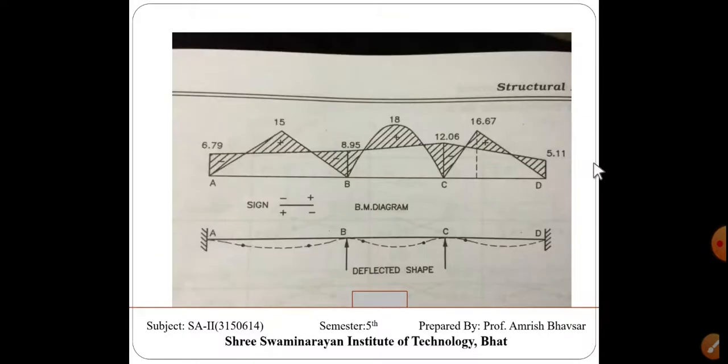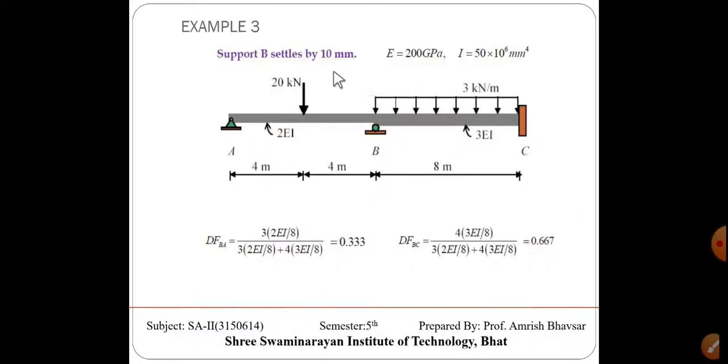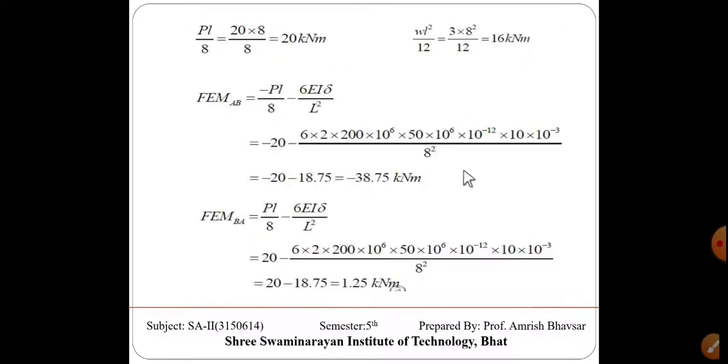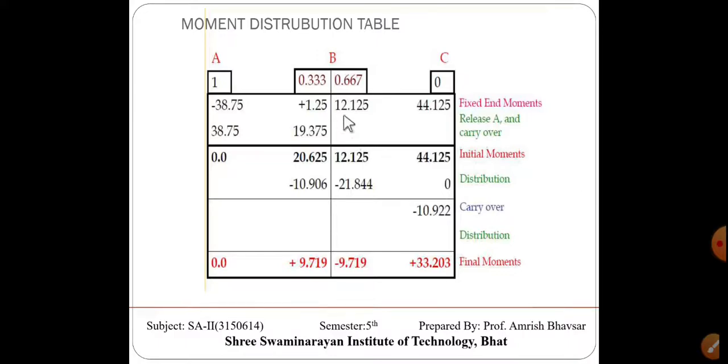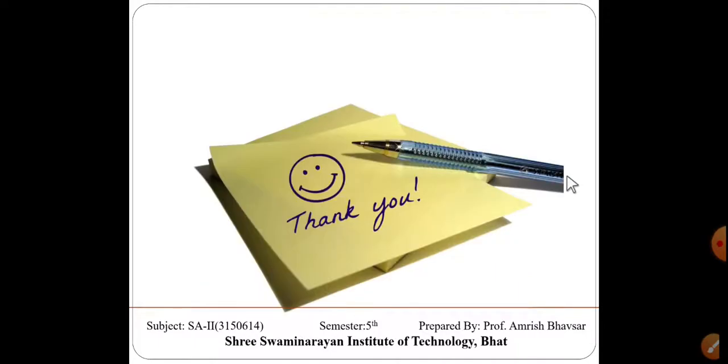So this is a very simple method, and from that we will get the SF and BM. Clear? Here some another example is also given to practice. The same repeated process is done by us with the help of finding out the fixed end moment, the distribution factor, and again carryover. All those things will be done by us, and after that we will get the bending moment diagram.